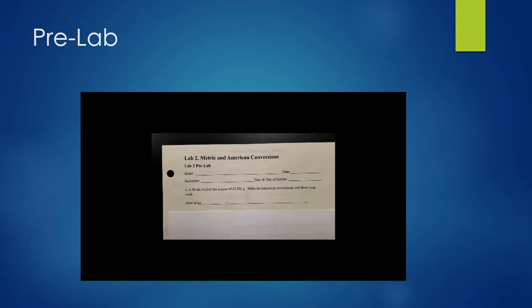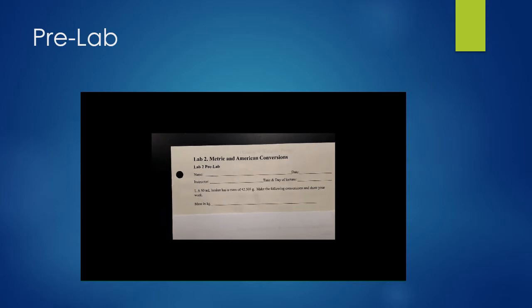So this video is to help you in completing Lab 2, the metric and American conversions for the pre-lab portion. How to collect the data and fill out the lab portion of this lab has been posted in a different video. So this is just for the pre-lab. I'm going to focus on the conversion part of this lab.